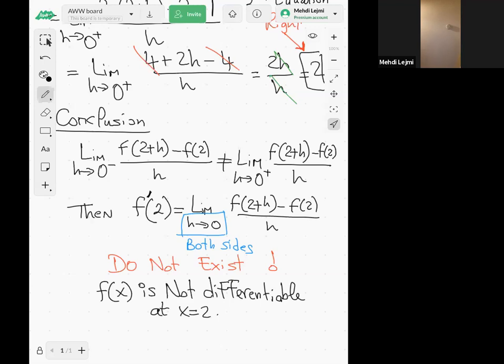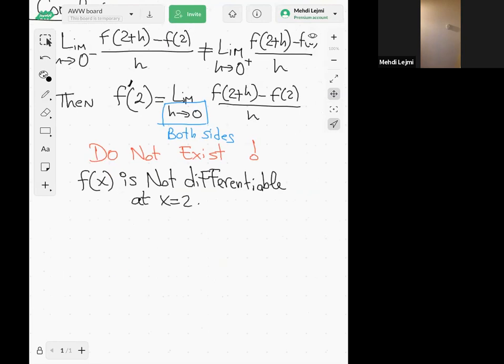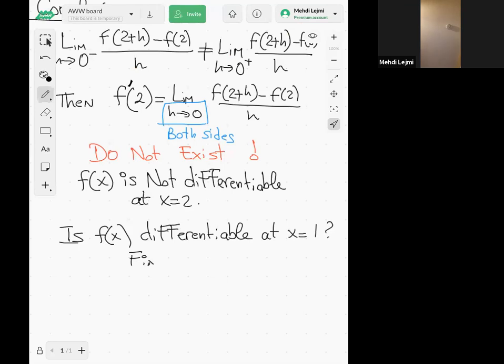So let me say a couple of words about this next one, which is differentiability at x equal to 1. Just again, to explain the difference between x equal to 2 and x equal to 1. So now the question is, is f of x differentiable at x equal to 1, right? And you have to find f prime of 1, right?